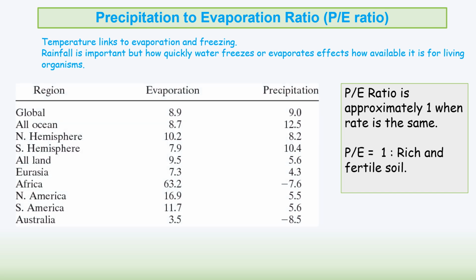So if you have a look here at the different levels, you would calculate precipitation divided by evaporation. Here you can see that the global level is almost 1, but then different parts of the globe have different levels. If we think about Africa as an area that's got lots of drought in different areas, Africa as a whole has more evaporation than it does precipitation, and that's why you have areas of desert and there might be famines.